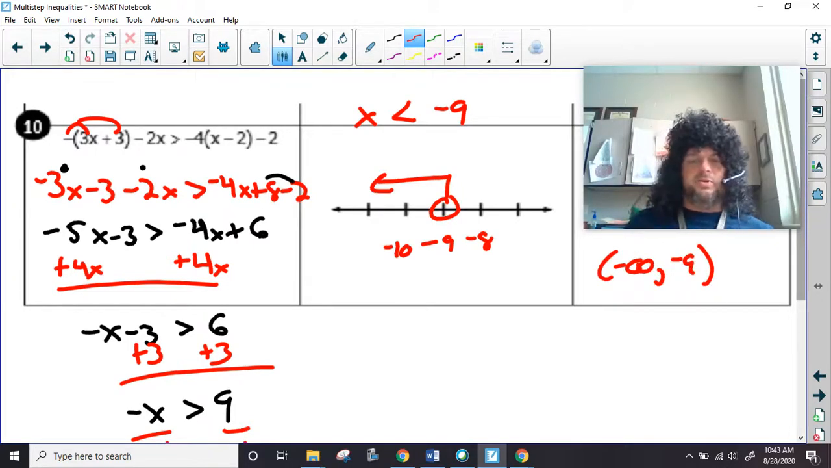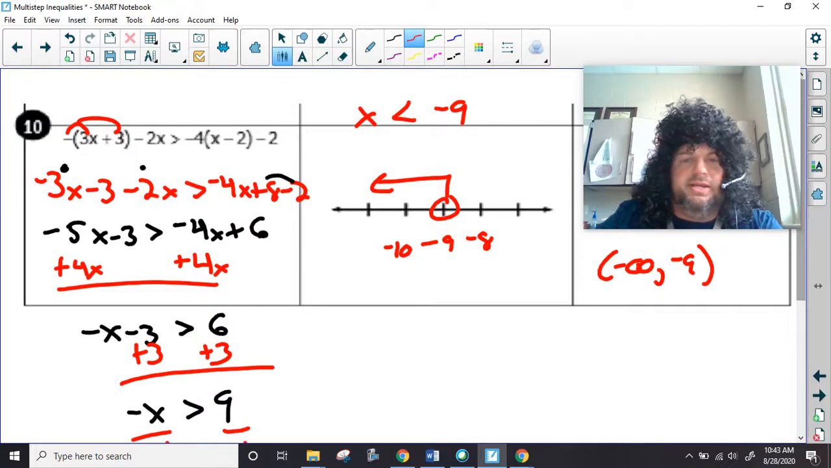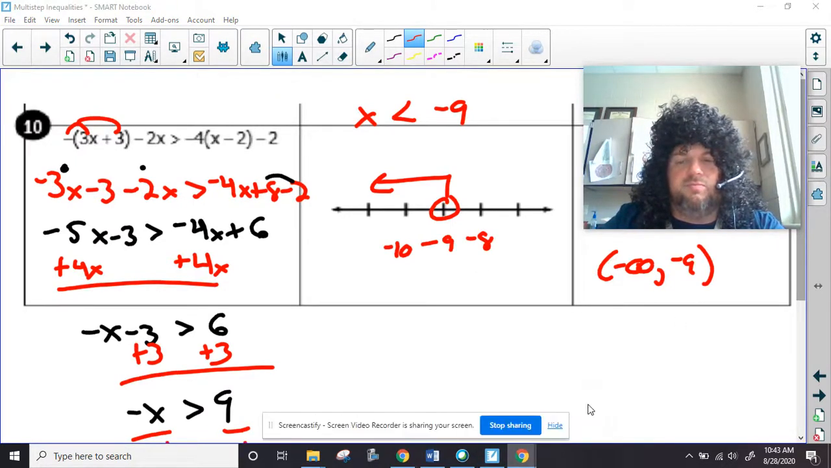All right. So basically, that's what it is. We're just adding a few little things to it. Nothing much. The new things are flipping the sign when you multiply or divide by a negative, and also the interval notation. All right. Rock on.